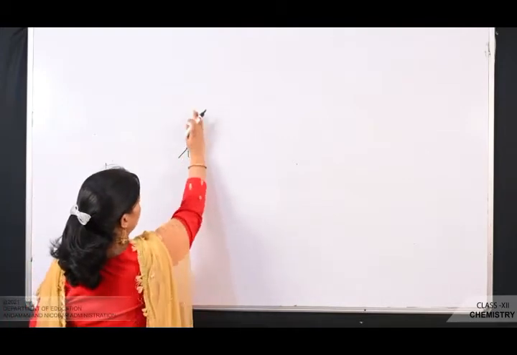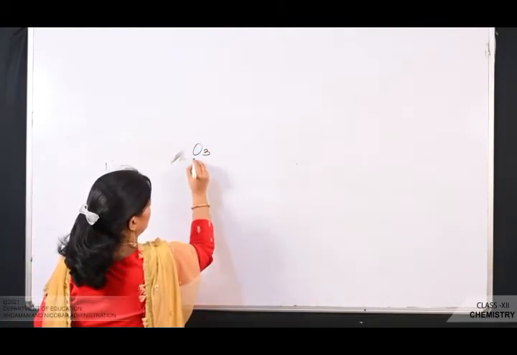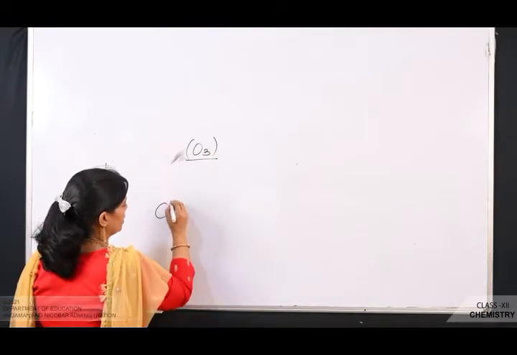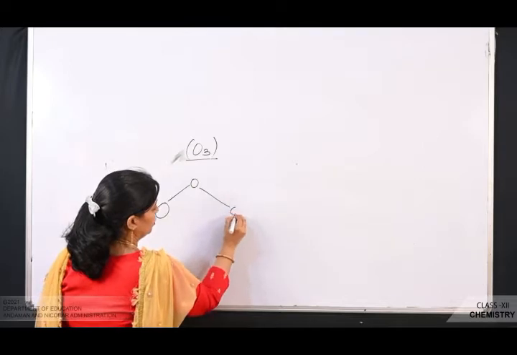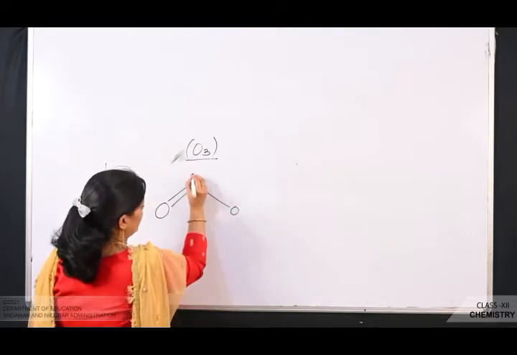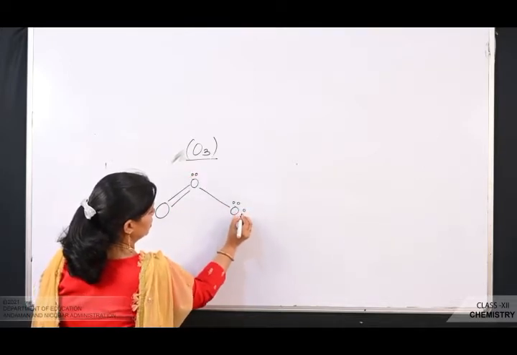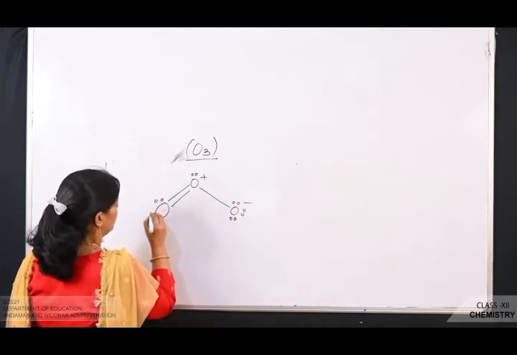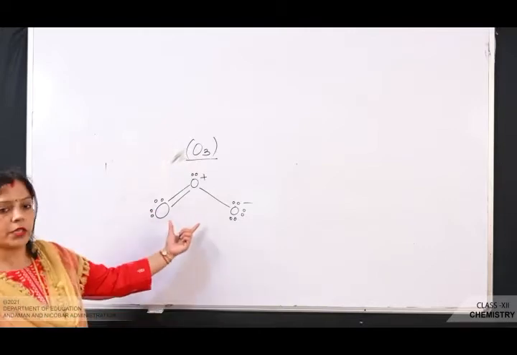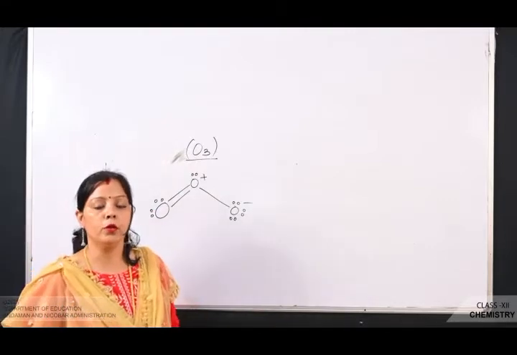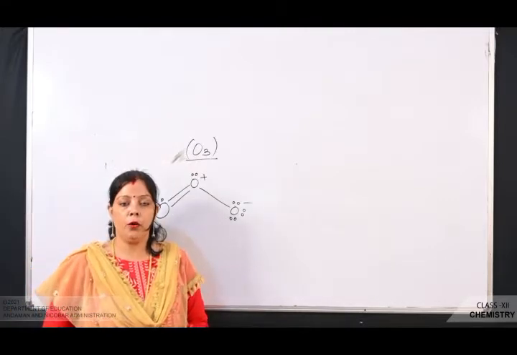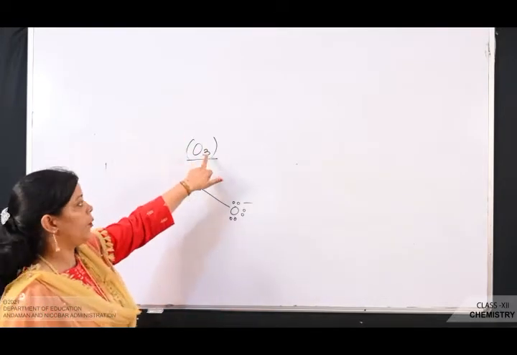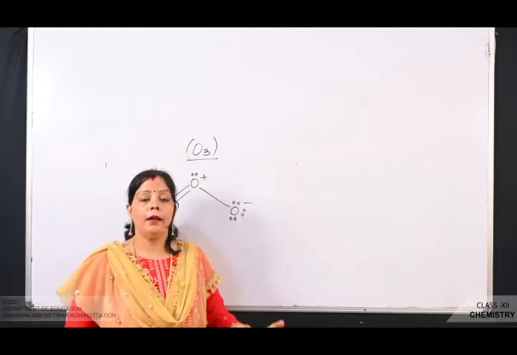Next is ozone. Ozone has the formula O3, and its structure has one double bond and one single bond, with positive and negative charges on the oxygen atoms. This is the structure of ozone, children. As we know, ozone is an allotropic form of oxygen because it is made up of oxygen.